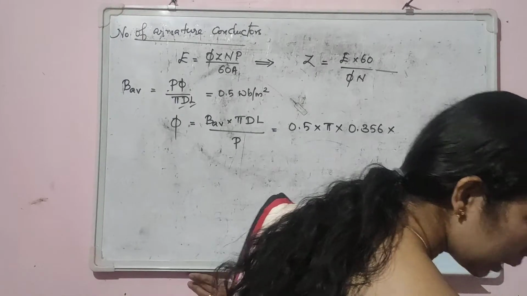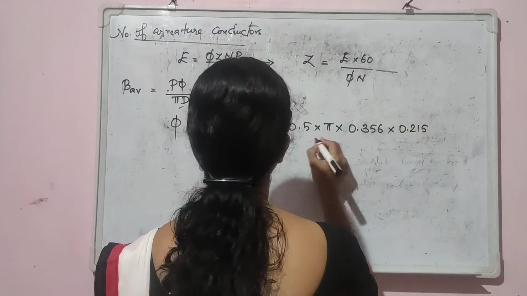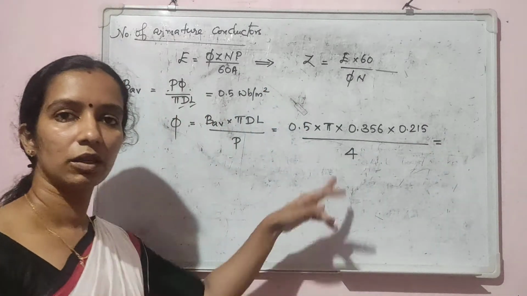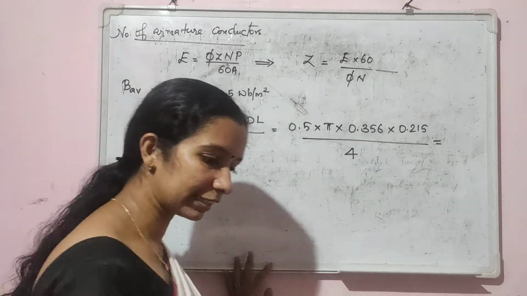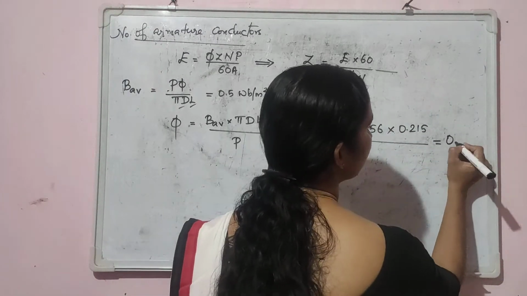the value of L as 0.215, divided by the number of poles, which is 4. So when calculating this value, you will get the value of phi as 0.03 Webers.